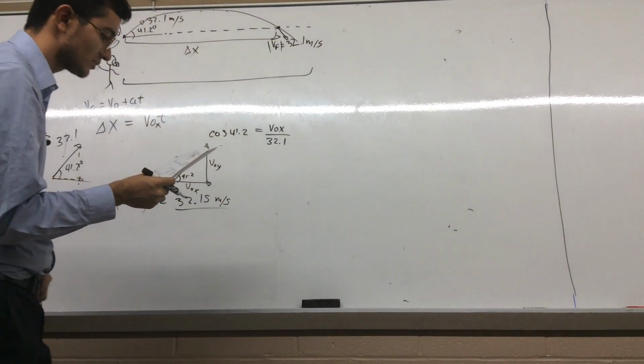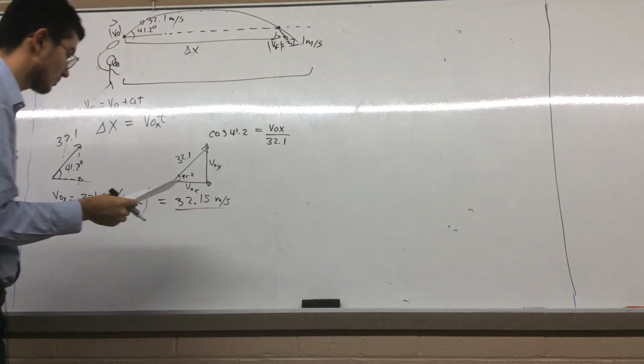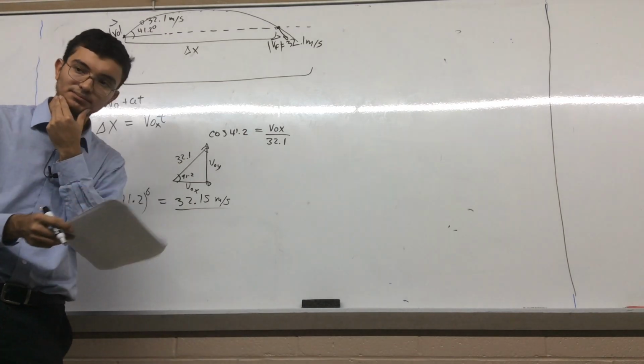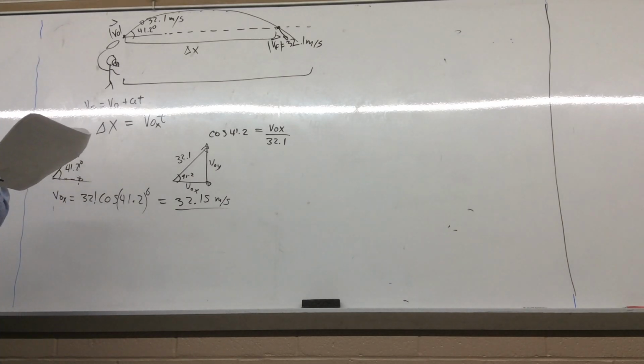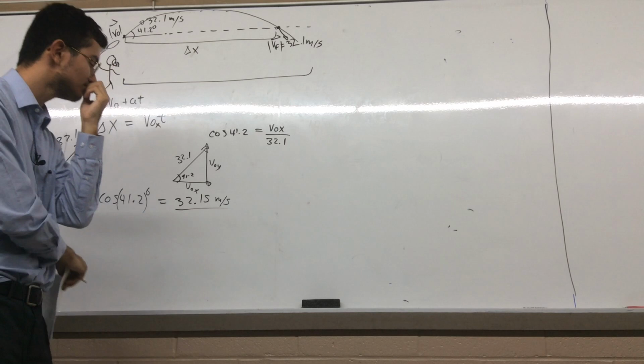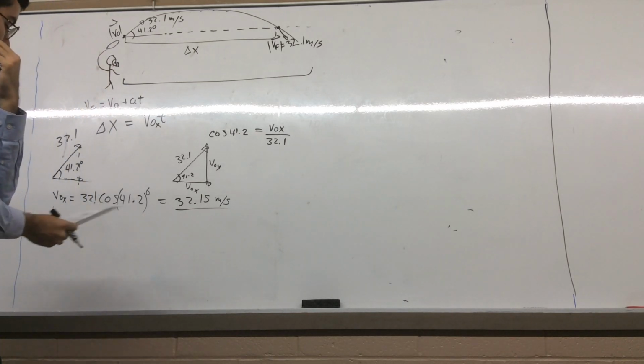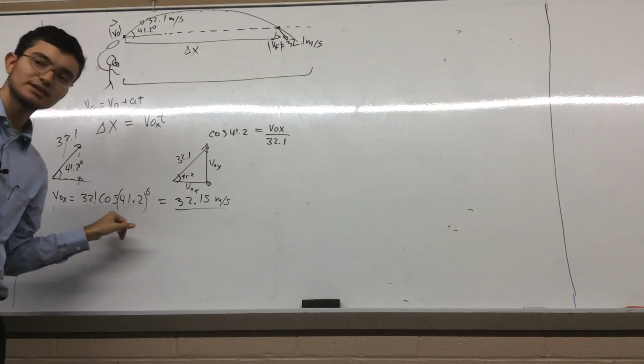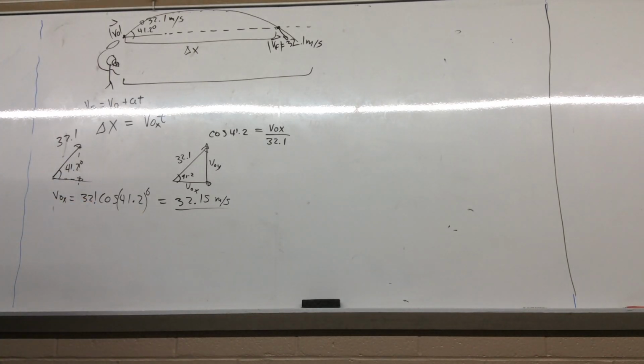Now, what do we need to know here? Okay, we need to know the time, don't we? Right? What do you think? What can we do here? So that was only for velocity x. Yeah, this is the x direction. Okay, the x direction of the velocity.